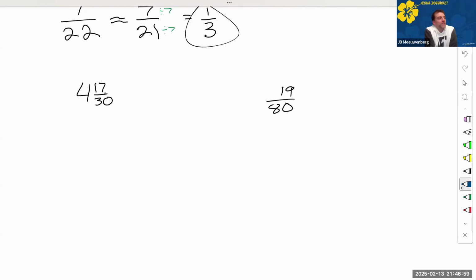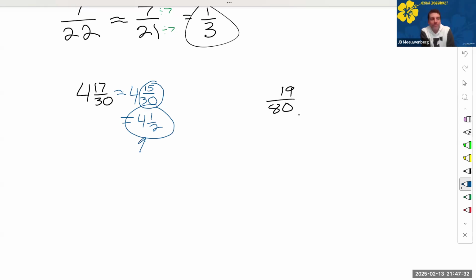So what I notice here is that 17 is just a little bigger than 15, and 15 is half of 30. So I'm going to take that 17/30ths, change it to 15/30ths, and then this reduces to a half. And this is then pretty close to 4.5. So 4 and 17/30ths is pretty close to 4.5. And if you don't need an exact measurement, sometimes this is just good enough.